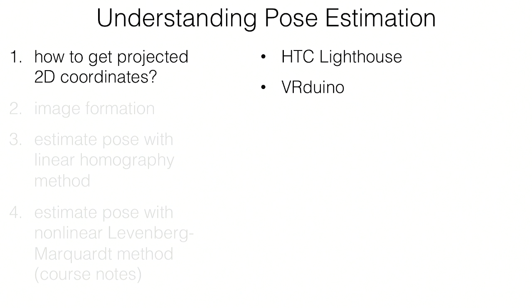So let's talk about how we get the projected 2D coordinates. In a lot of optical tracking systems, you just have a camera and these LEDs or some retroreflective marker or something else, and you just do some image processing to find the coordinate centers of these things in your camera image. We're going to be using the HTC Lighthouse, and in this case it's going to be slightly different.